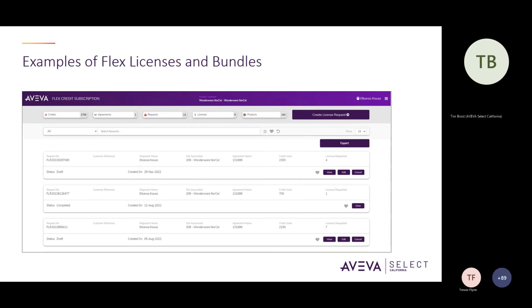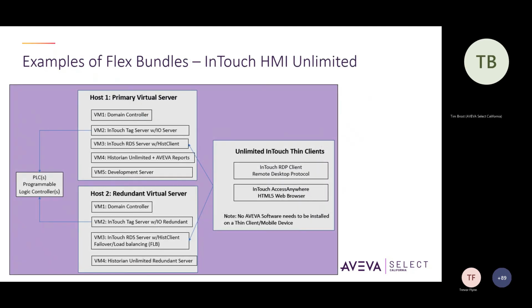Now, the next thing we're going to do here is look at examples of some Flex licenses and bundles. So if you're not familiar with those, we're going to take a few examples here. We're going to start with InTouch. So for example, here, this is InTouch HMI Unlimited, the one that I just looked at when I was giving the example of how to request a license.